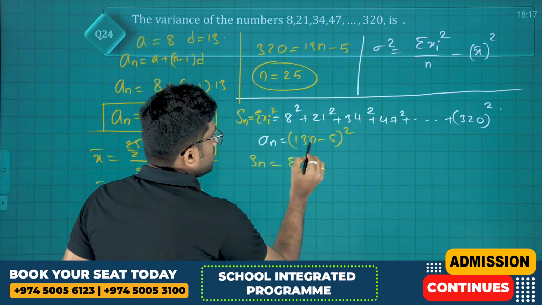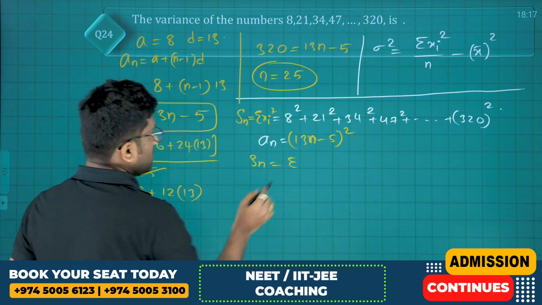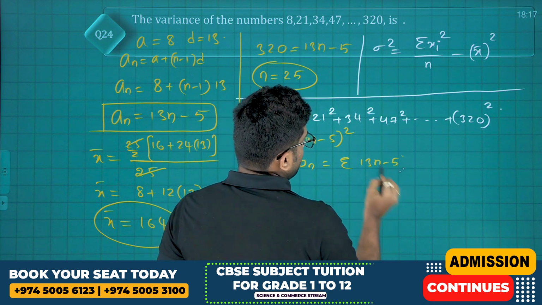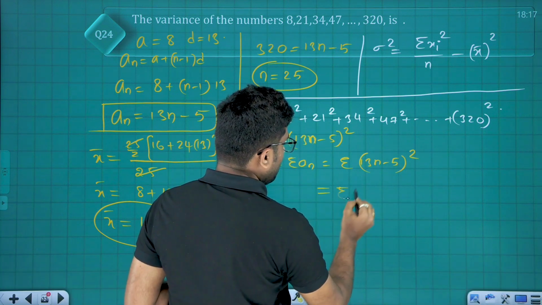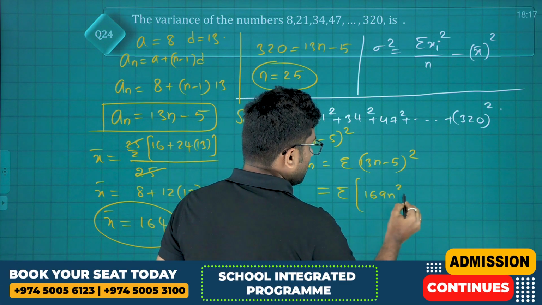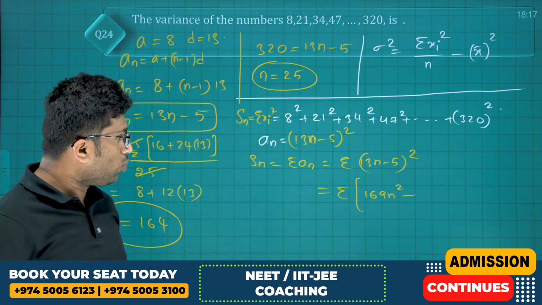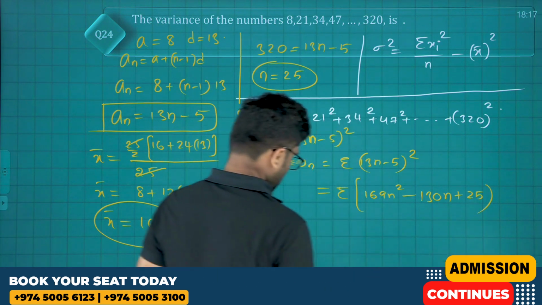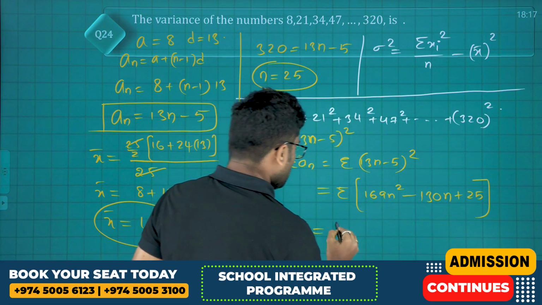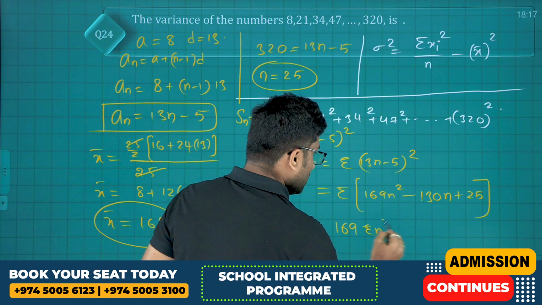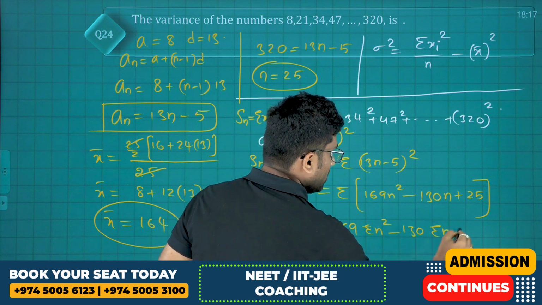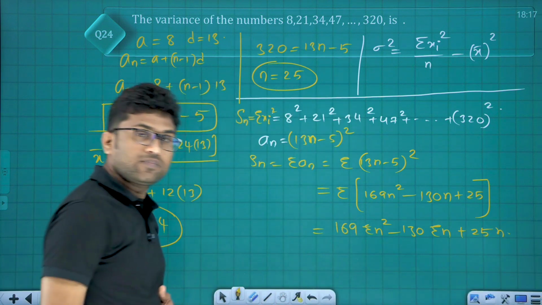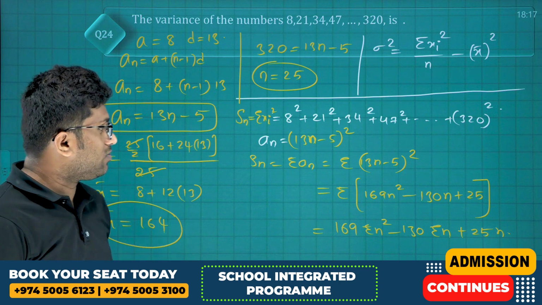Nth term is (13n minus 5) whole square. So Sn is equal to sigma an, that is nothing but sigma (13n minus 5) whole square, which is sigma of 169n square minus 130n plus 25. So that is 169 times sigma n square minus 130 times sigma n plus 25 into n. It is direct.